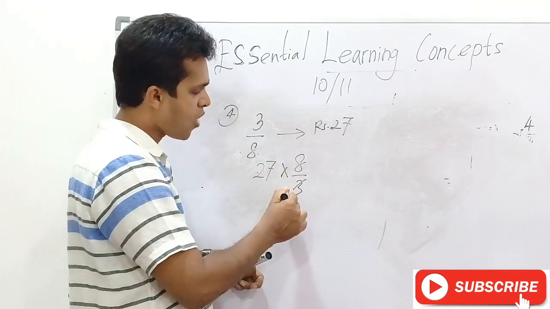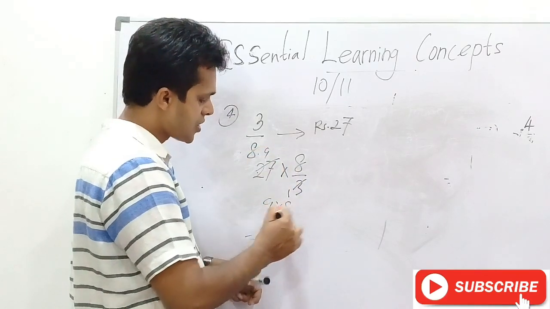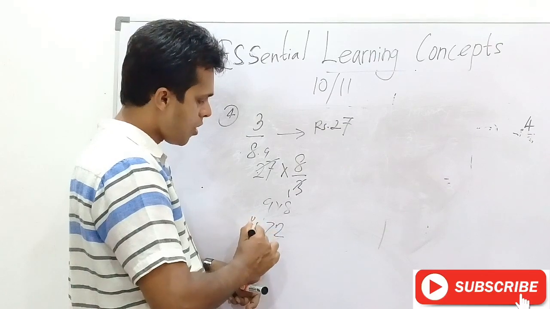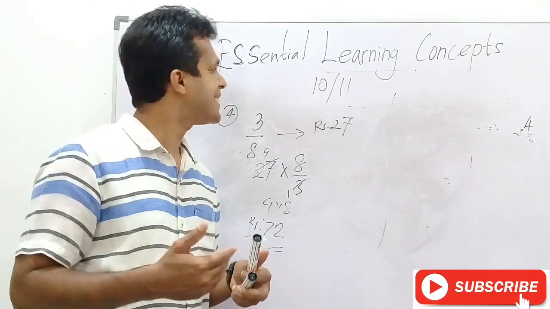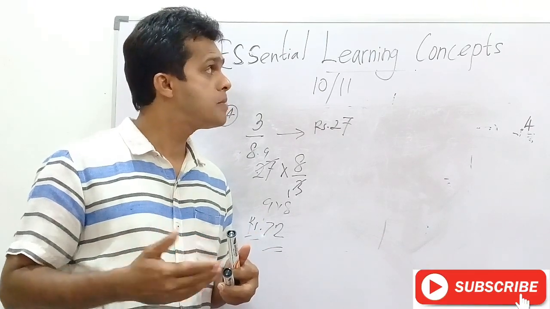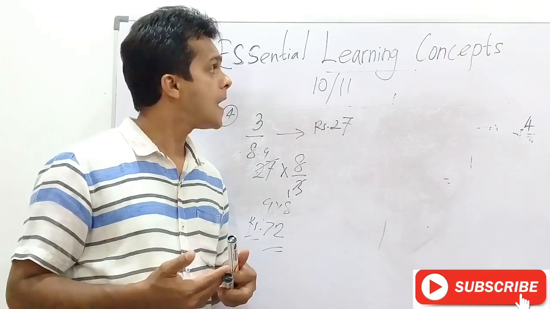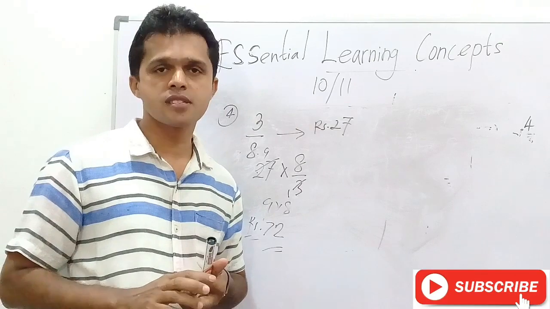Therefore let's simplify that. 1 time and 9 times. 9 times 8 is 72. So the full amount is 72 rupees. Here is a fraction concept which should be learned in the segment of essential learning concepts.